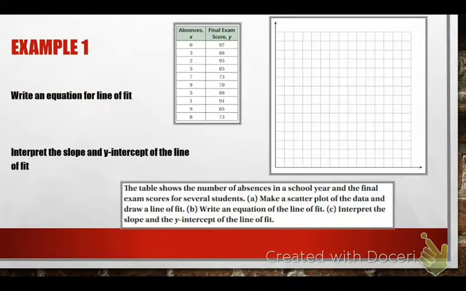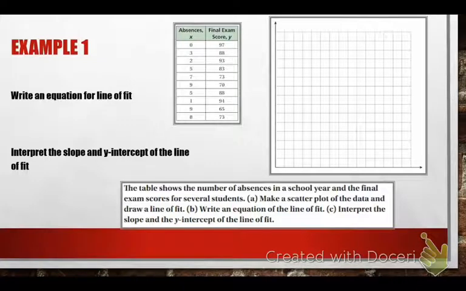All right, so here's our scenario. It says that this table right here shows the number of absences in a school year and the final exam scores for several students. So we need to make a scatter plot of the data, draw the line of fit, and then try to make an equation based on the line of fit. Then we're going to interpret the slope and the y-intercept. So this is definitely packed with a lot of information here. All right, let's start working.